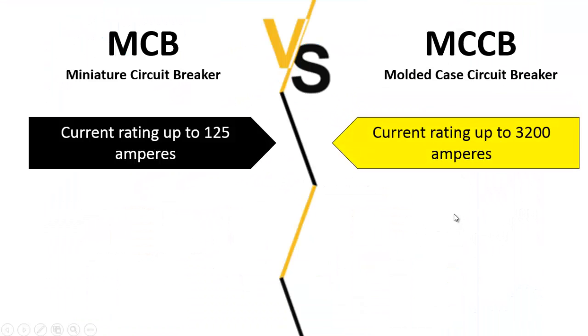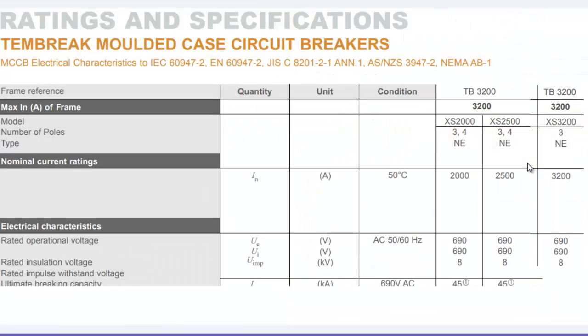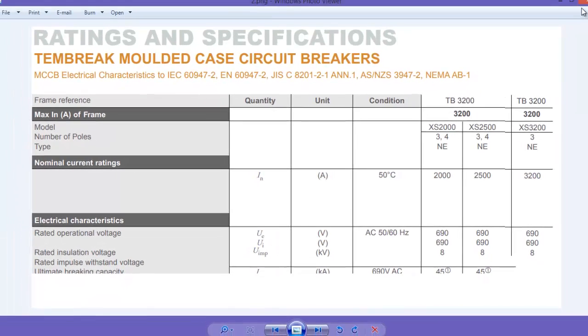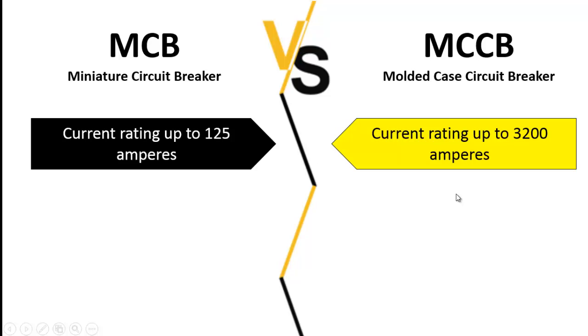Whereas the current rating of MCCB is up to 3200 ampere. Again, we refer to the catalog of Terasaki, and Tembreak is the model of Terasaki, and you can see here that the MCCB comes in a 3200 ampere model. So if the current rating of your circuit is more than 125 ampere, then you have to use MCCB, because MCCB has a higher current rating as compared to MCB.